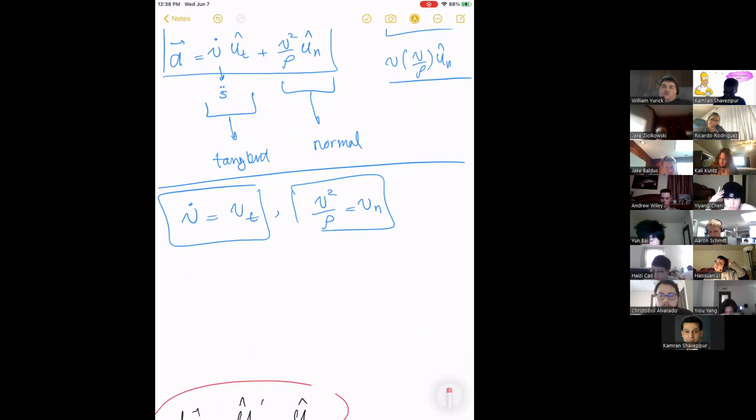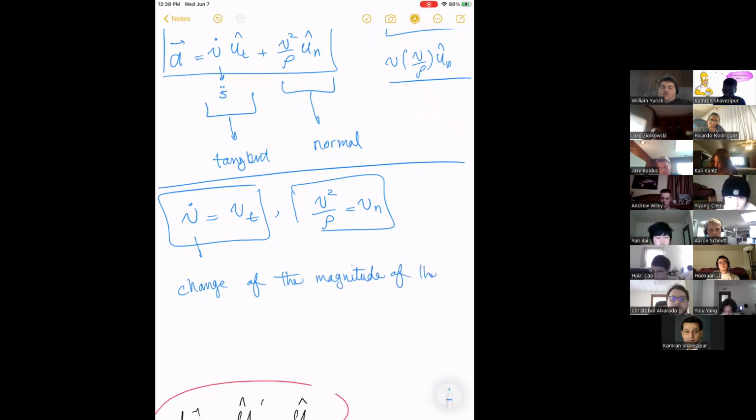So as I said, v dot is the change of the magnitude of the velocity. And this is due to the change of direction of velocity.